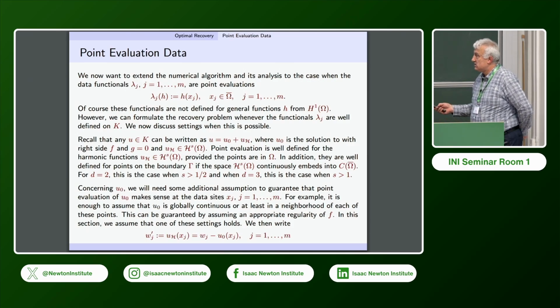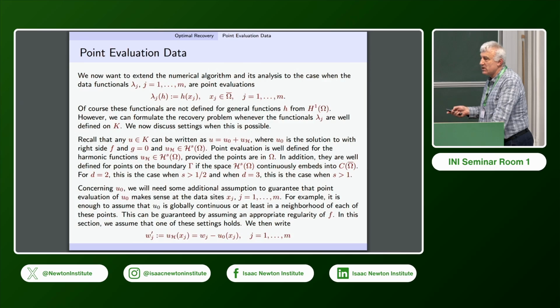Point evaluations, the bad thing about them is there might not even be linear functionals in the considered space H1. So that's why we have to do an extra step, but we can consider that these functionals are anyway.